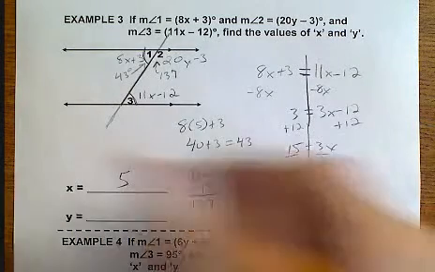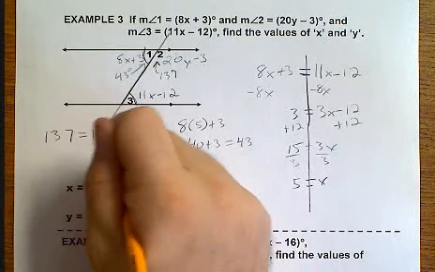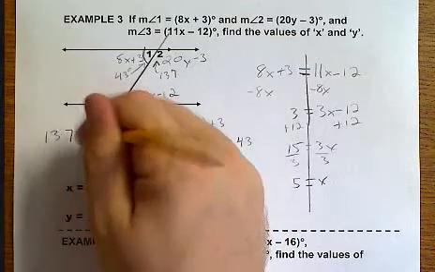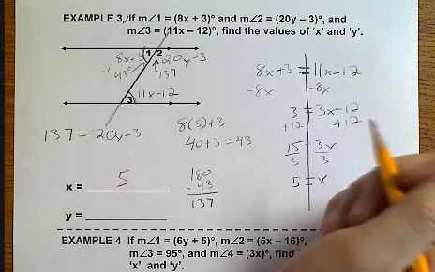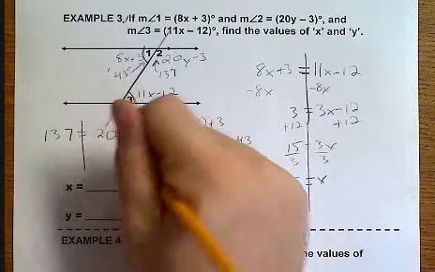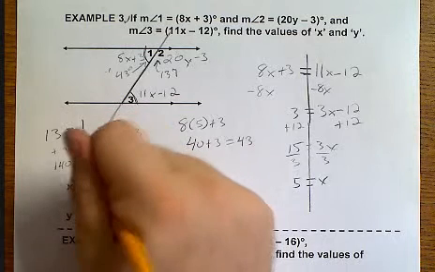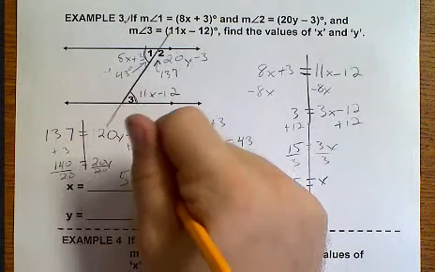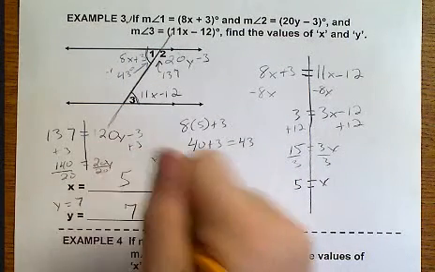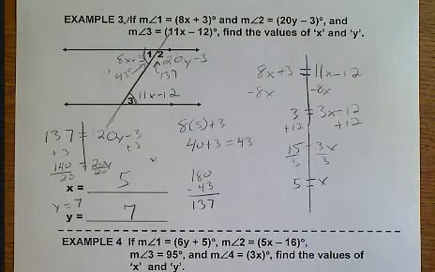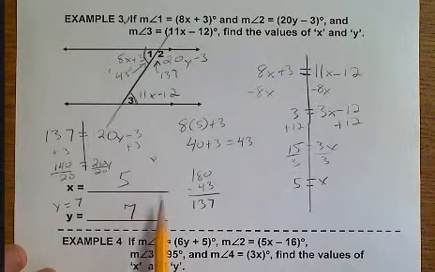So then I can do that 137 equals 20y minus 3. Add 3. 140 equals 20y. Divide by 20, and I get that y equals 7. And I have solved for everything they've asked for.